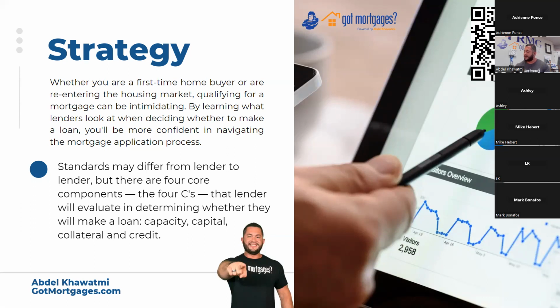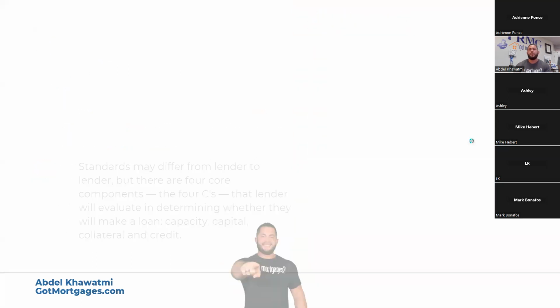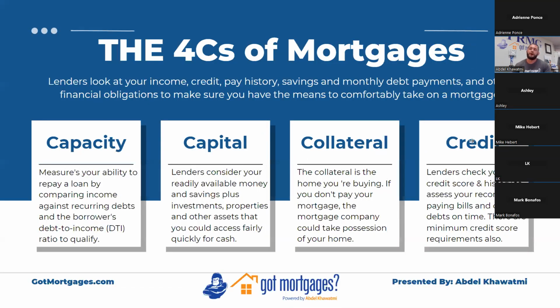And I don't care if you're buying a $30,000 home or a $1 million home, every single transaction falls under these 4 C's of parameters, okay? We're going to start off with the top. We're going to start off with what I call our capacity to repay.